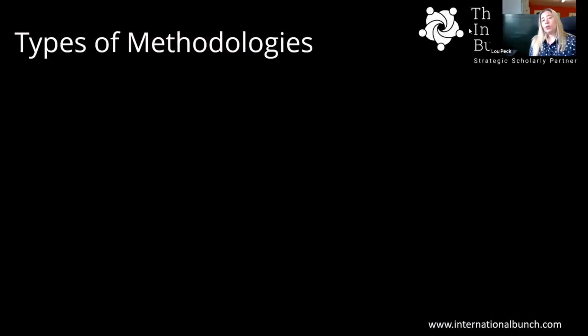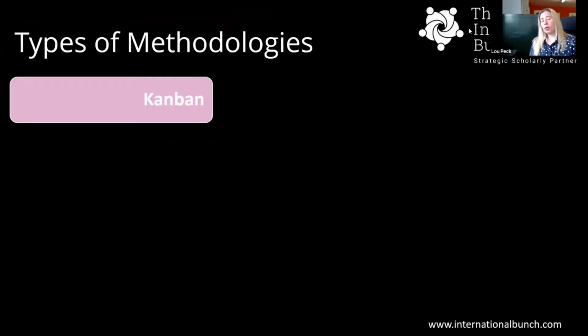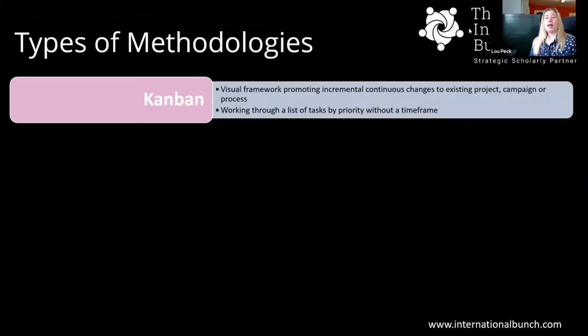So I want to talk to you about the types of agile marketing. There have been a number of these. You may know some of them, but I'm just going to touch on them. One of them is Kanban. Now, Kanban is very visual. It's a framework that promotes incremental and continuous changes to an existing project, campaign, or process. So basically with Kanban, you work through a list of tasks by priority, but without a time frame.